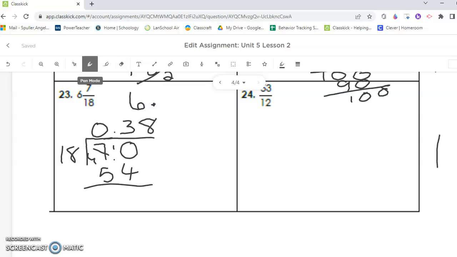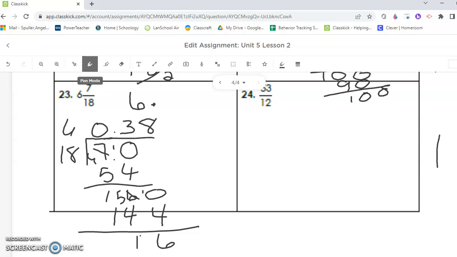Let's try 8. 8 times 8 is 64. So this gave me 1. 60. 2 times 8 is 64. Carry the 6. 8 times 1 is 8 plus 6 is 14. And it gave me 16 again. When you keep getting 16 as your remainder, the last number is going to be repeated. So this would be 6.38 with the 8 repeating.